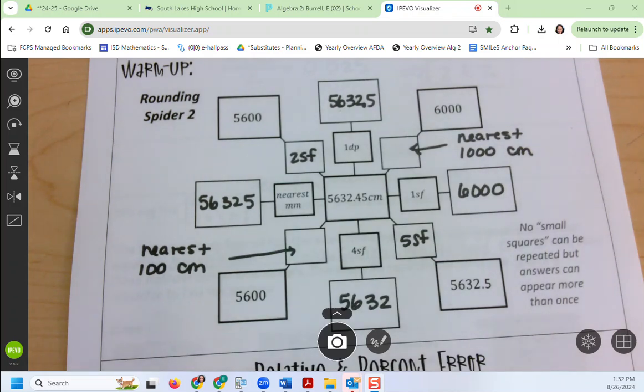Okay, so the most important of all these rounding methods is significant figures, because that's the one that we use the most in IB, okay? We use decimal places only for money.